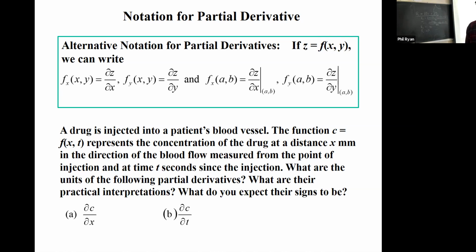So let's just think of these partial derivatives. And let's think about what the units are, because as always, units are very useful because they help you explain what the thing actually means. From that, you can then get an interpretation and a practical interpretation of what's going on.